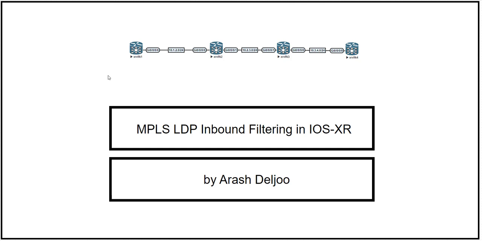for a set of prefixes from a given LDP peer. The ability to filter remote bindings for a defined set of prefixes is also referred to as LDP inbound label filtering or label acceptance control. It means that in this scenario, router 1 only needs to keep the labels for the loopback 0 of router 1, router 2, router 3, and router 4.